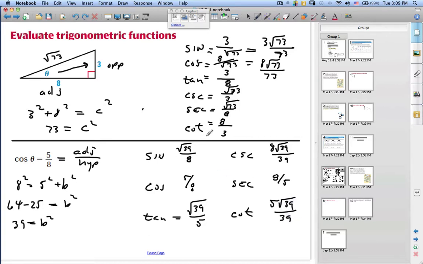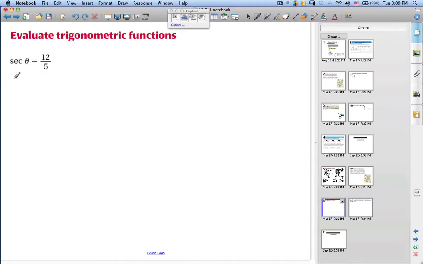Okay, so it's pretty straightforward. It's not super difficult. Let's just do one more example where they gave me secant. Since they gave me secant, that means that I know that cosine was 5/12. Okay, and then that means that my hypotenuse is 12. My side adjacent is 5. Right, so this is side adjacent and hypotenuse.